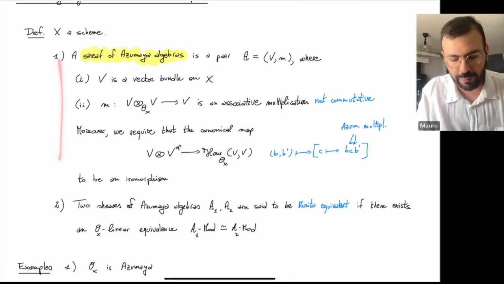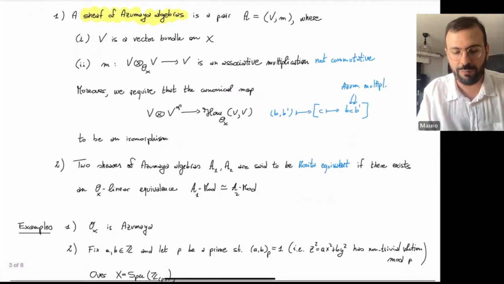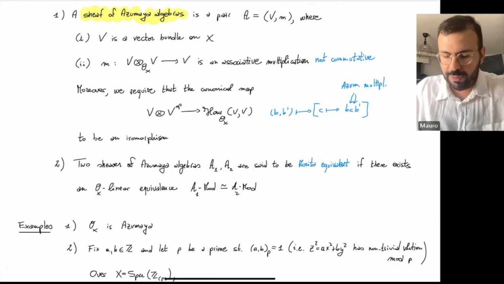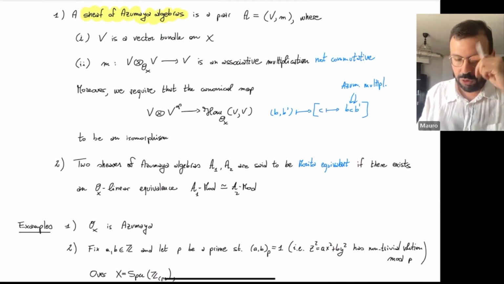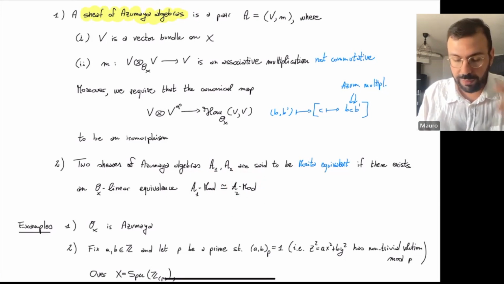So this is a sheaf of Azumaya algebras, and together with this notion, we also needed the notion of how we identify Azumaya algebras. Two sheaves of Azumaya algebras are Morita equivalent, and this is the good notion to look at, if there is an O_X-linear equivalence of categories between modules. So we look at modules for A1, modules for A2, and we want to have an abstract O_X-linear equivalence between these two categories. I will show an example later on.